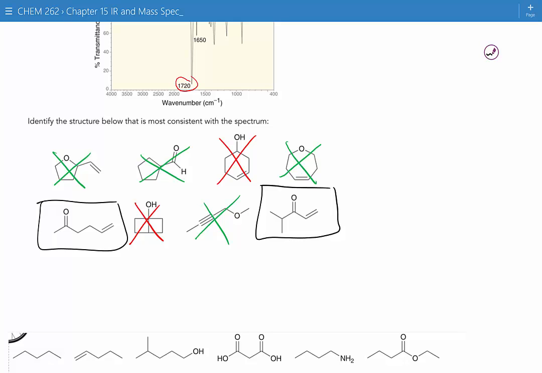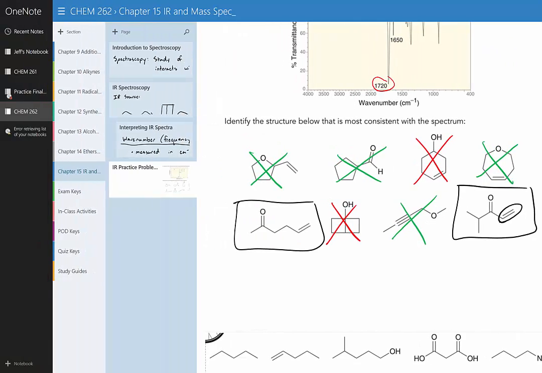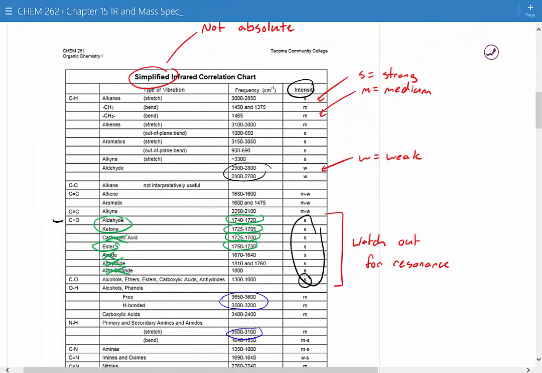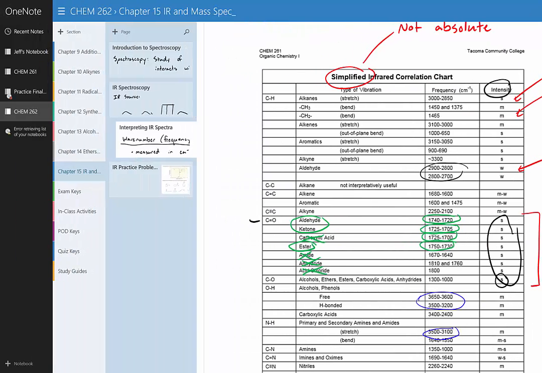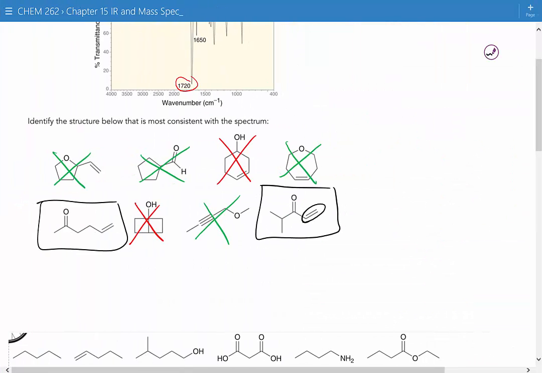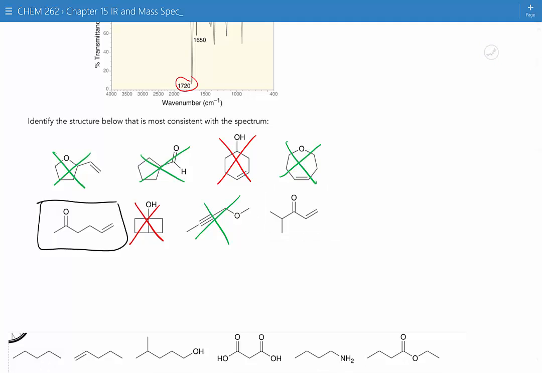Well, if we look at this one, it's got resonance features, so it should show up at a lower frequency than a normal ketone. In this case, if we go back and look at our charts, 1720 was right in there. So evidence is pointing to the fact that this is just a normal ketone, not some sort of alpha-beta unsaturated ketone. So if we use all of our data here, we can cross this one out and say, all right, it's got to be that one, because if we had this alkene right next to our ketone, the ketone should show up at a lower frequency.